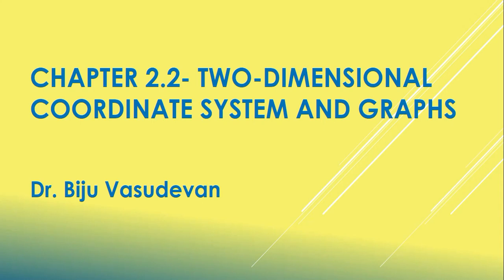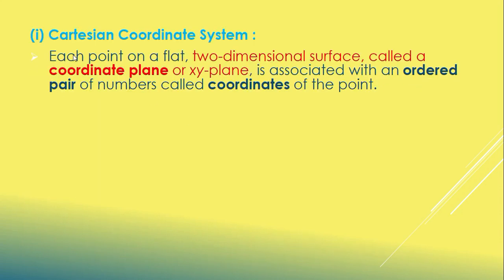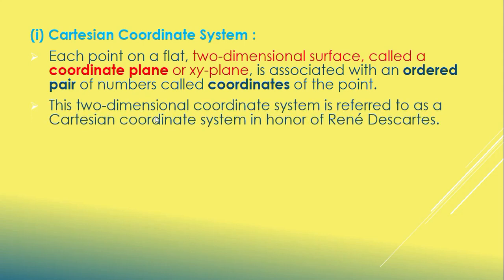Hi guys, in this video we are going to discuss the xy plane or Cartesian coordinate system and some of the graphs of straight lines, circles, etc. Cartesian coordinate system. Each point on a flat two-dimensional surface called a coordinate plane or xy plane is associated with an ordered pair of numbers called coordinates. This system of xy plane is called a Cartesian coordinate system in honor of René Descartes.